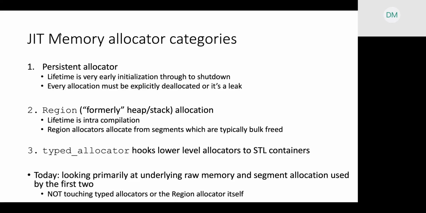And then the third area is the typed allocator stuff, which basically hooks all of these low-level allocators into the STL containers and allows you to do some useful lifetime management as part of the STL containers. Today, I'm primarily looking at the raw memory and segment allocation memory that are used in the first two areas here. So I will be talking about the persistent allocator a little bit, mostly at the end. And primarily, I'll be talking about the lowest level memory allocation routines that are done as part of region. I won't be talking about region itself, but about the allocators that provide segment memory to the region allocator fabric.